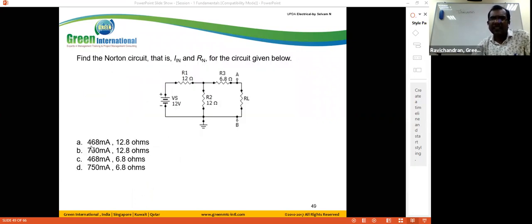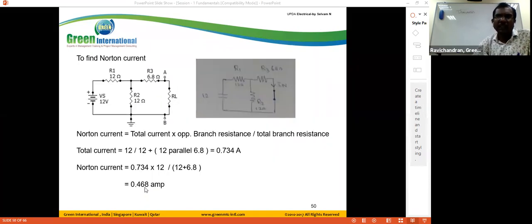Here the answer is 468 milliamps. So we found the value 0.468, and you convert it into milliamps. That's why I said in the last class that we must know about the prefixes, because we solve the problem in SI units. In the calculator we get only the SI value. We convert this value into the prefix format because the question paper is in the prefix form only. So be familiar with how to convert these values.